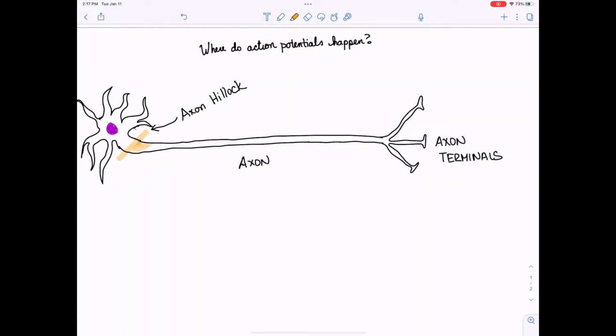In this drawing of a typical neuron, I'm coloring in where the action potentials happen. They can happen in the axon hillock, the axon, and then the axon terminals, almost all the way down to the end. Action potentials move across the length of the axon in a single direction, from the axon hillock towards the axon terminals, and this is always the case. In fact, because action potentials usually start at the axon hillock, it is sometimes referred to as the trigger zone, in that it will trigger a wave of action potentials down the length of the axon and to the axon terminals.